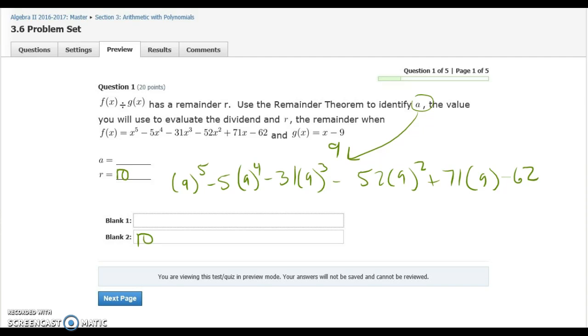And what is my a going to be? Well, I already identified my a. My a was 9. That's the value I used to evaluate it. And I got that from down here by this linear term that we talked about. Good luck. It's as simple as that. Identify your linear term here, plug it into a calculator with it being evaluated, and you have your remainder.